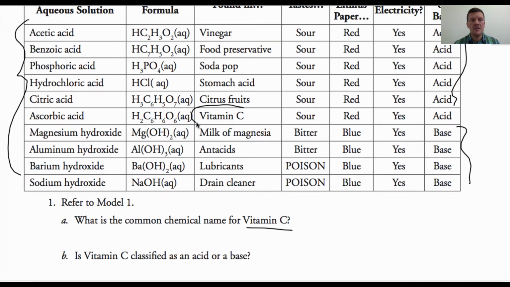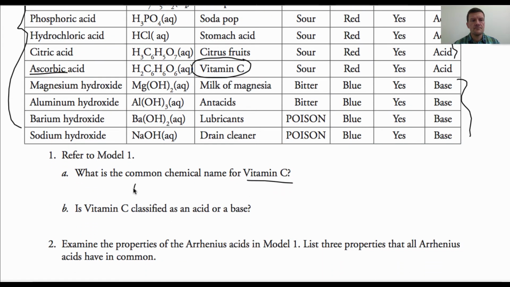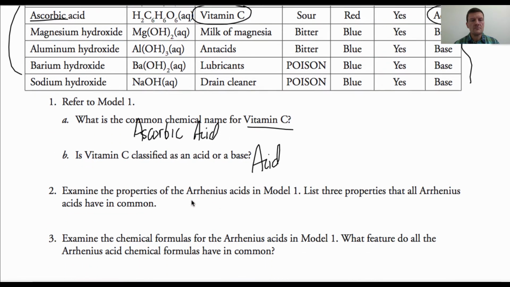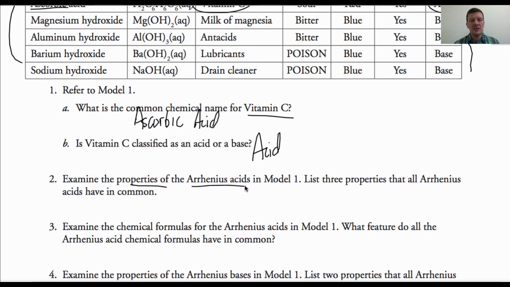So we have different chemicals here, vitamin C, and the name for that is ascorbic acid. Is vitamin C classified as an acid or base? We have it classified here as an acid. Examine the properties of the Arrhenius acids in Model 1. List 3 properties that all Arrhenius acids have in common.